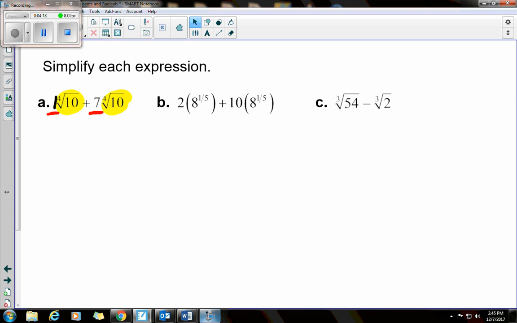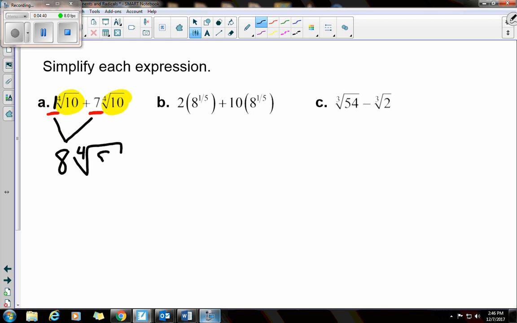Okay, so really what you're looking at doing is combining these numbers out front, as long as the roots that are behind those numbers are the exact same. So you've got 4th root 10, 4th root 10, then you can combine. So 1 and 7 will give you 8, with the 4th root of 10. Okay, so your ending answer will be 8 4th roots of 10.